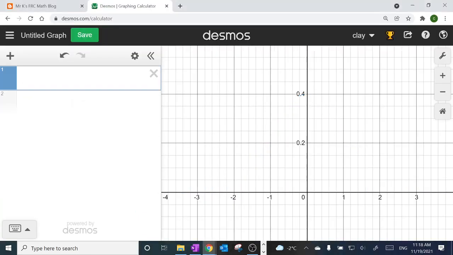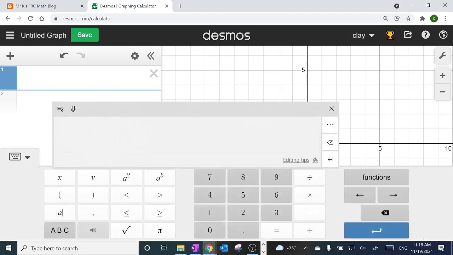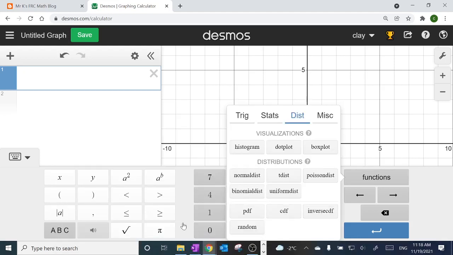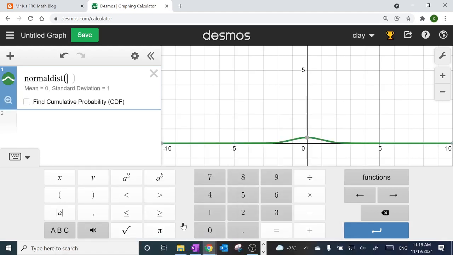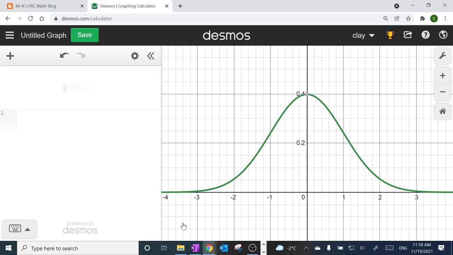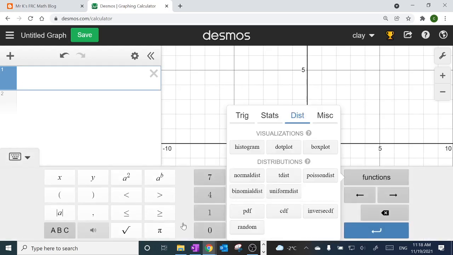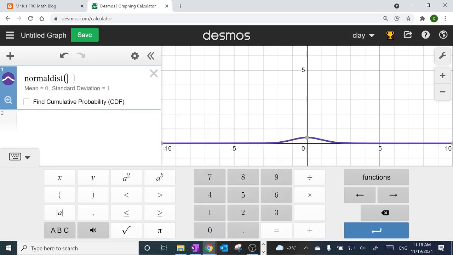So starting from scratch, here's Desmos at the very beginning. Okay, so normal distribution. Okay, so starting from scratch, under functions, normal distribution under distributions. And it gives you a bell curve with a mean of 0 and a standard deviation of 1, which is what we want for this example.